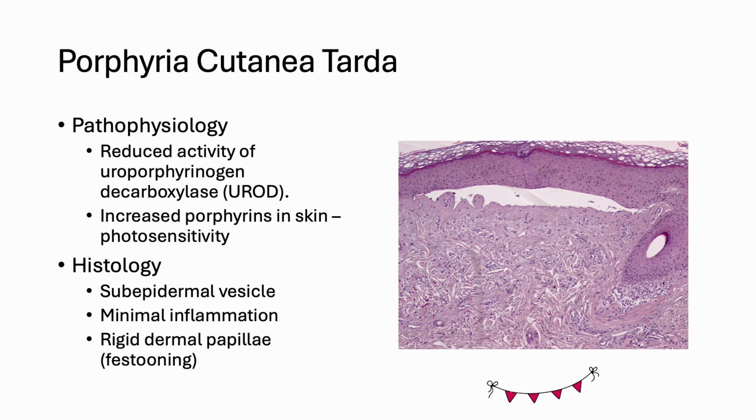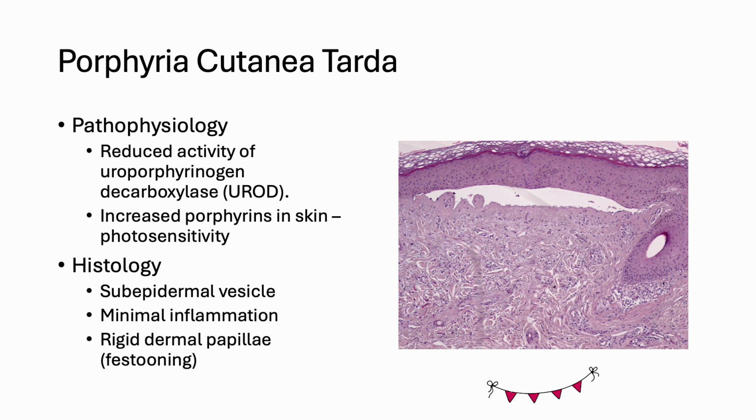The etiology for the PCT is that the patient has a reduced activity of a particular enzyme called uroporphyrinogen decarboxylase, or for short we use UROD. Decreased function of that enzyme will cause accumulation of uroporphyrins in the skin, and that accumulation will further damage the basement membrane layer. So that's why we will have a separation at the subepidermal location, forming this subepidermal vesicle.